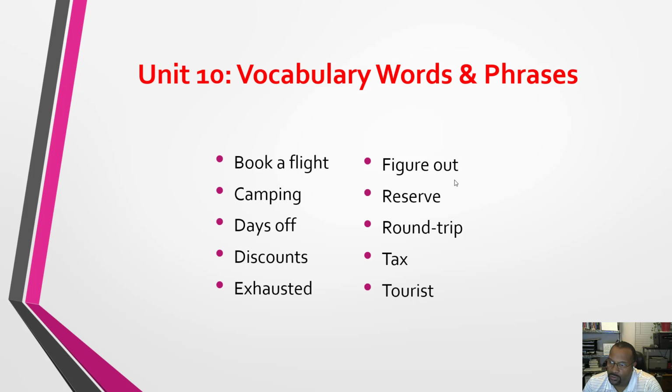Figure out. The next one is reserve. The next is a phrase with a dash, right? It's round trip. This is supposed to be one word, okay? Round trip. The next word is tax. Then the last word is tourist.